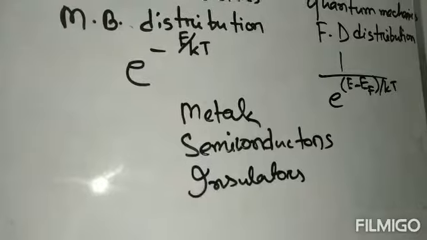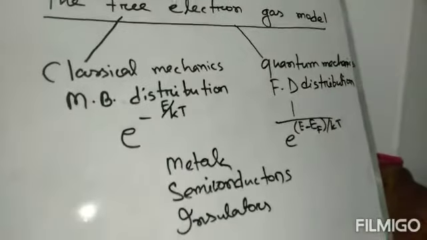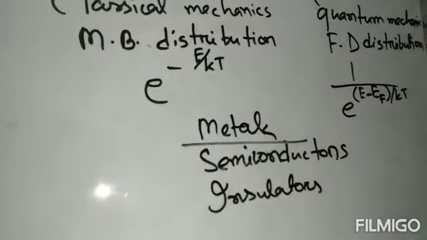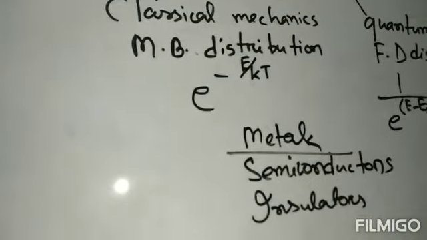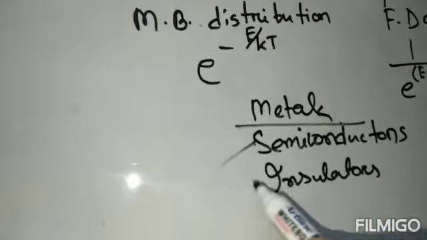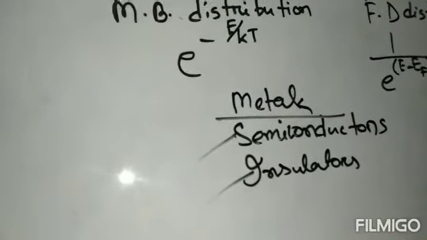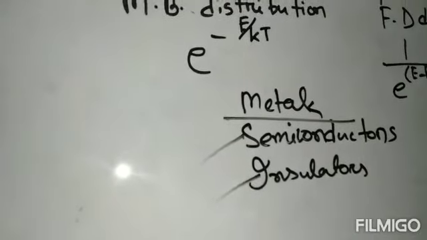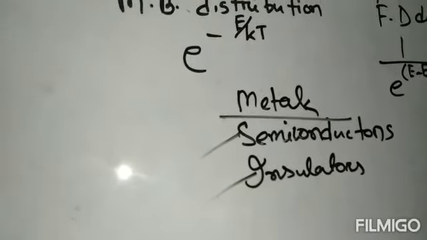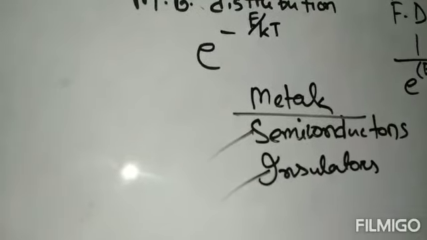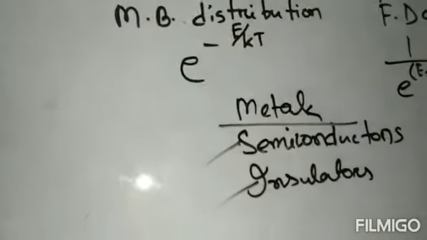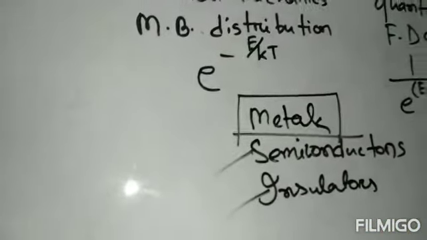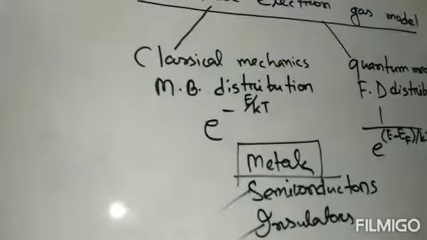We will consider only metals for this model, because in metals there are huge numbers of free electrons in the valence band, but in semiconductors and insulators there are not many free electrons. So we consider only metal for this free electron model.